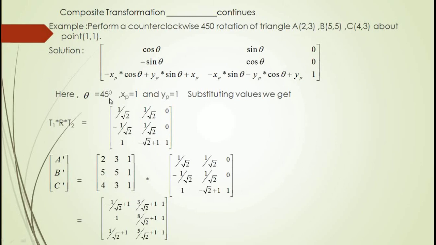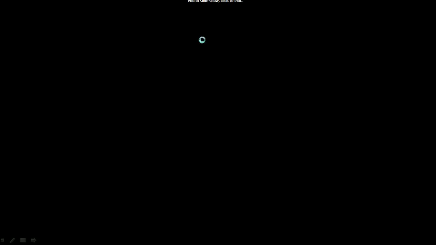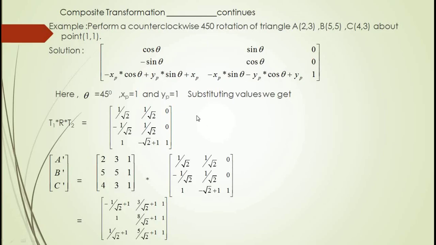We have only substituted the theta and xp and yp values, and calculated T1 into R into T2. We put this value into this resultant matrix and we get this result. After that we calculate A dash, B dash and C dash, which is this matrix multiplied into this matrix, and we get this result.